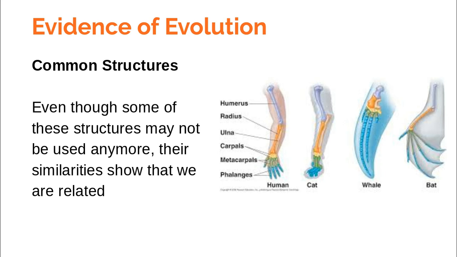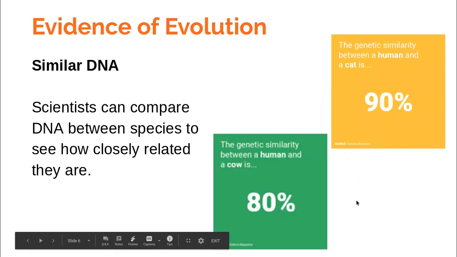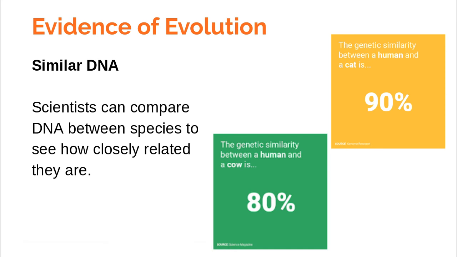So another way that we can figure out if two species are related to one another is by comparing their DNA. So by comparing DNA and looking at all of the molecules that make up our DNA, we can see if there are more similarities or more differences between us and other species. So here we have some examples.